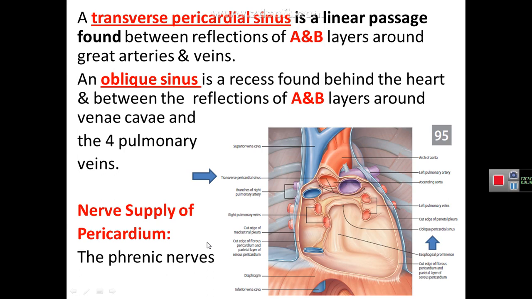Just like the nerve supply of the pleura, the fibrous layer of pericardium and the parietal layer of serous pericardium are supplied by the phrenic nerve, and you know the phrenic nerve runs on the sides of the fibrous pericardium, and it is a branch from the cervical plexus. The root value is C3, C4, C5. So the fibrous pericardium and the parietal serous pericardium are pain sensitive.